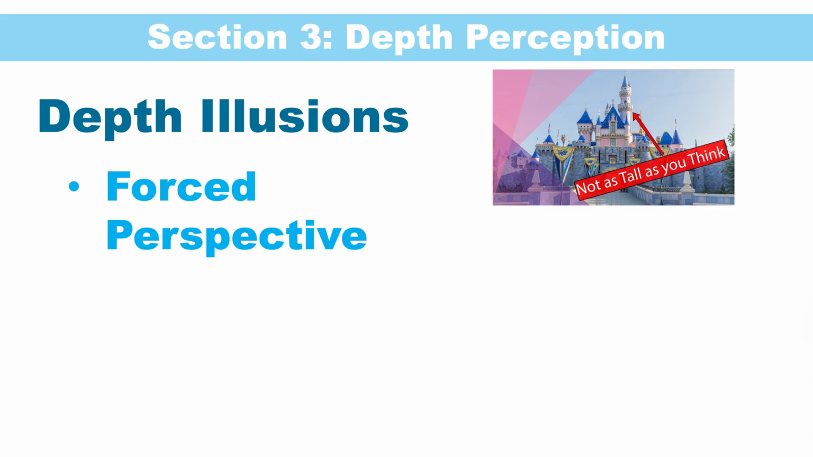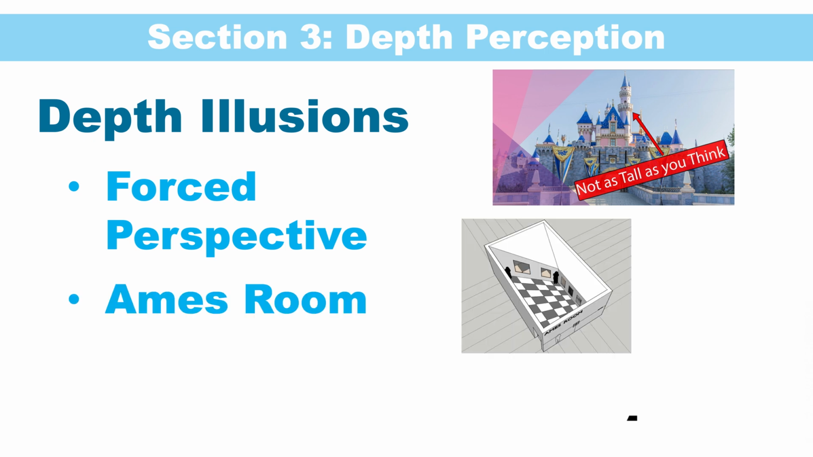But here's the catch. Depth perception isn't foolproof. Sometimes your brain's assumptions can lead you astray, creating visual illusions. Forced perspective is often used in places like Disneyland, where the size of higher elements on Sleeping Beauty's castle are made smaller to give it the illusion that it's taller than it actually is.